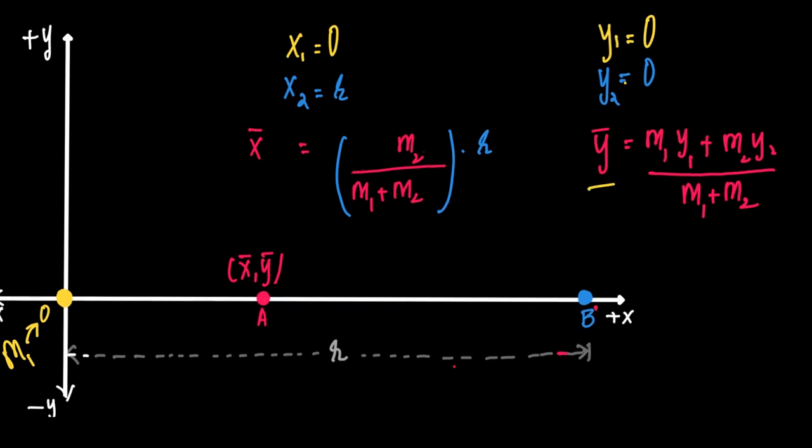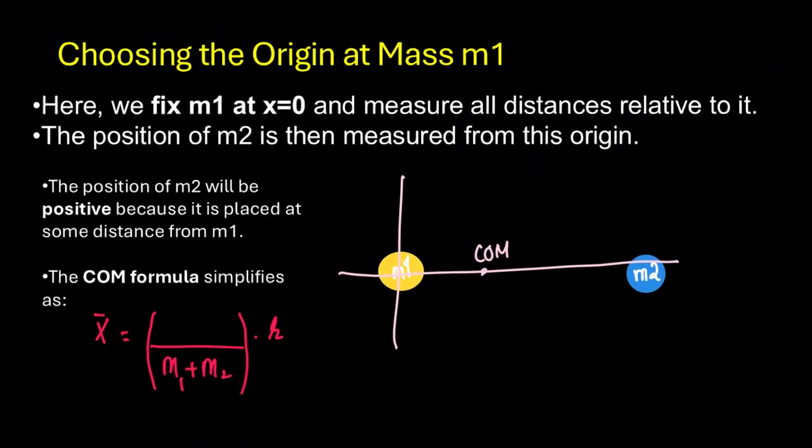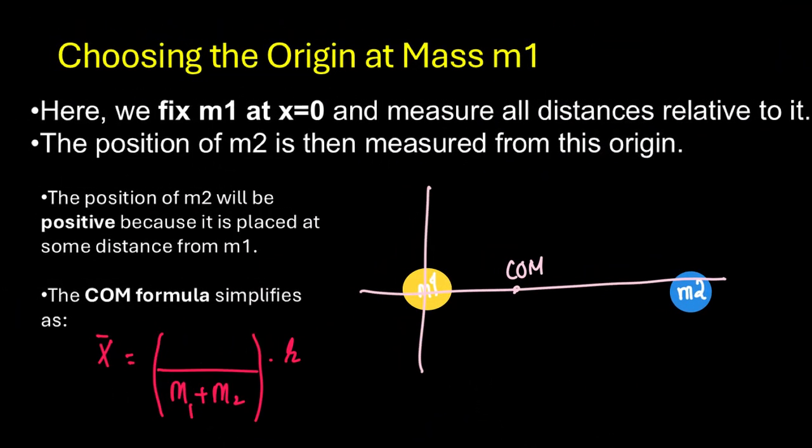Since y1 is equal to 0, we can say that m1 y1 is 0. Similarly, m2 y2 is 0, which means this complete fraction becomes 0, or y bar is equal to 0, right? So therefore the coordinates x bar, y bar are m2 divided by m1 plus m2 into r, and 0. Therefore we can say when m1 is the origin, x bar is equal to m2 divided by m2 plus m1 into r.